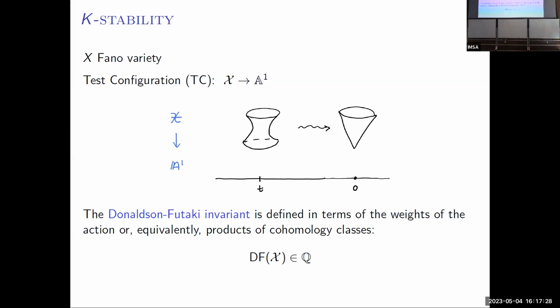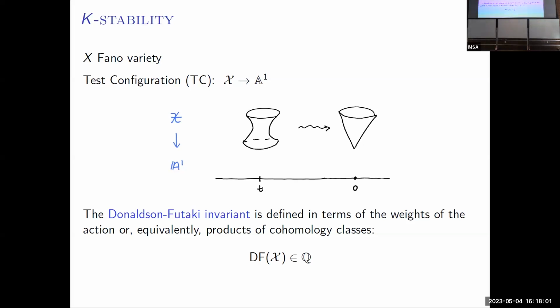So you look at the action, you have a limit action on the central fiber, and then from the weight of the action we can hook up this invariant, and later on it was reinterpreted by Donaldson as some product of cohomology classes on X. So here on X you have the relative canonical class, you have your given line bundle L, and then from those you hook up this invariant.